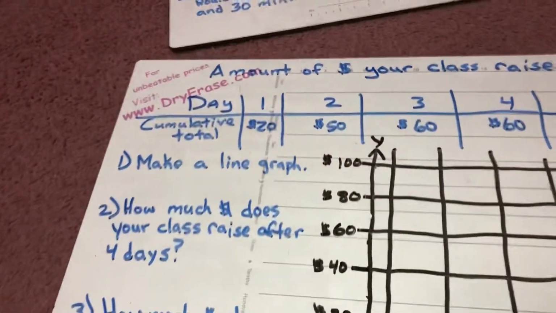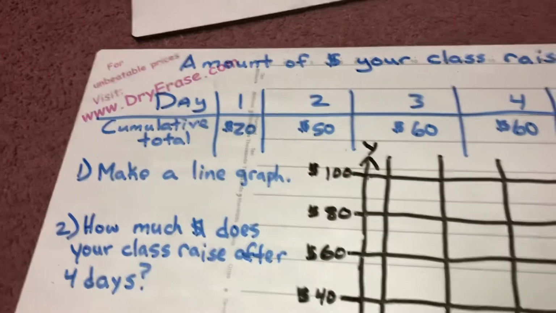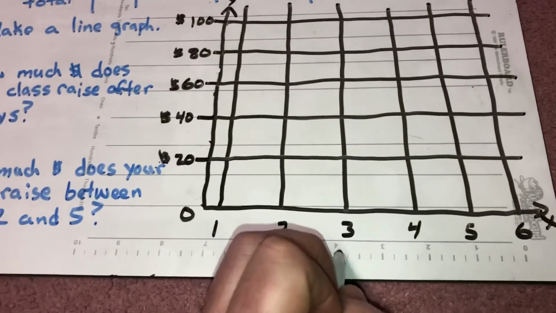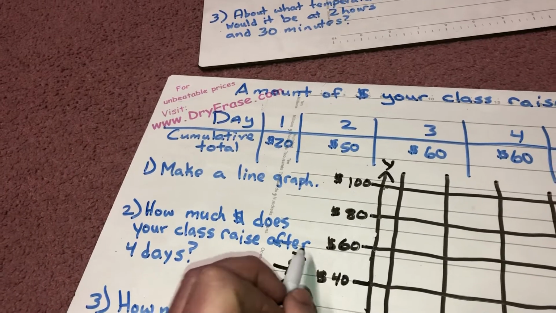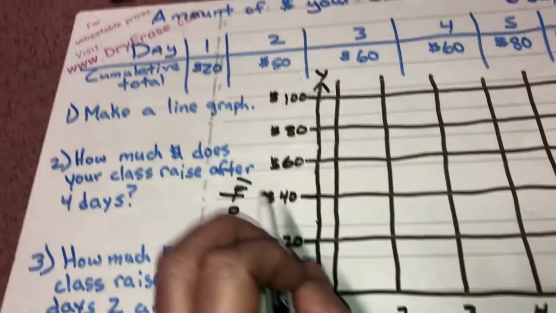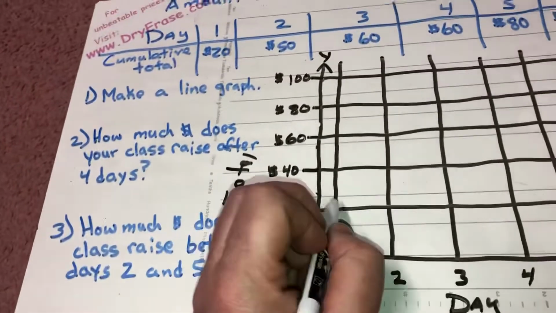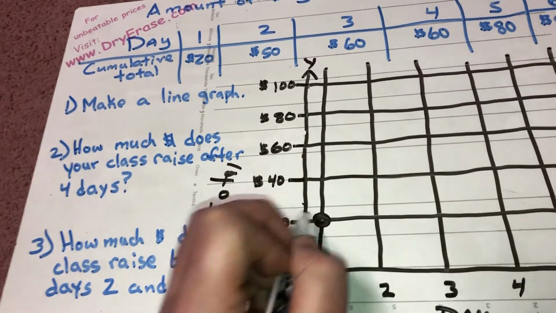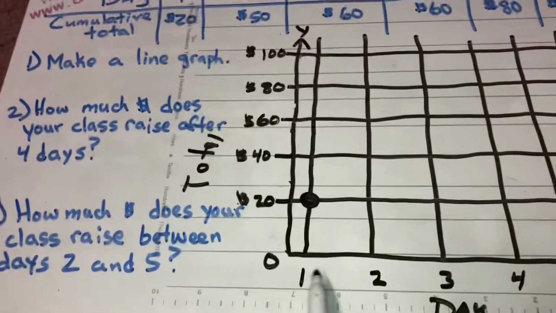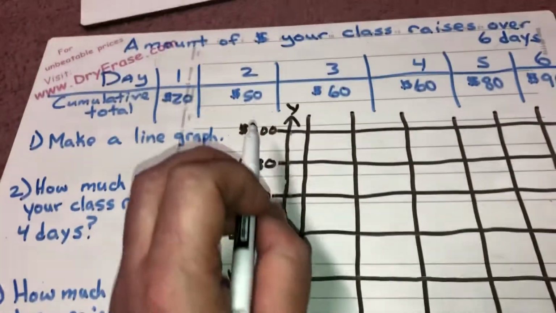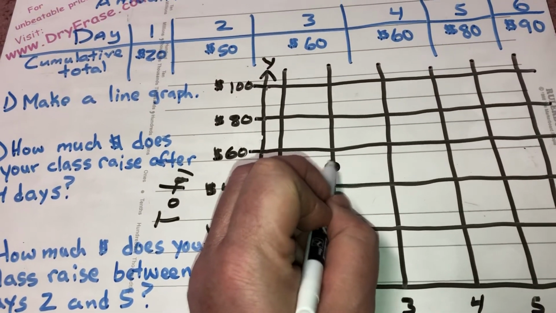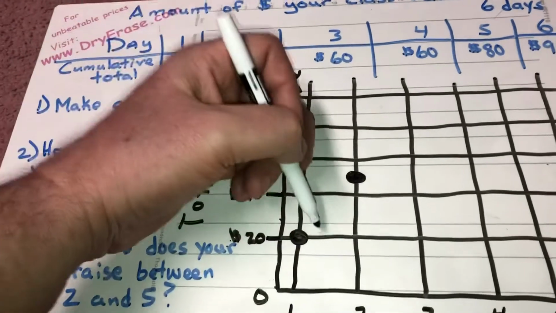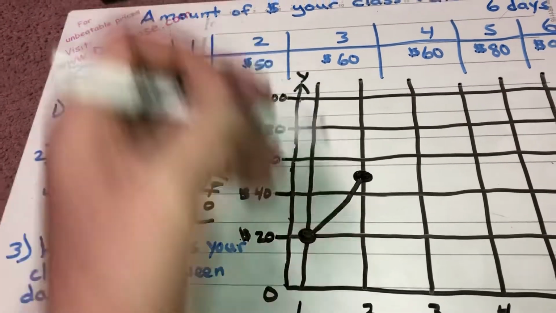So we're going to make the line graph. We're going to go ahead and plot it. The first one, x is 1, y is 20, because we've got our day as our x-axis, and we've got our total for the y-axis. So day 1, $20. Day 2, we were up to $50. So I'm going to go to 50. That's going to be halfway between 40 and 60. All right, so I'm going to go ahead and make a line right there.